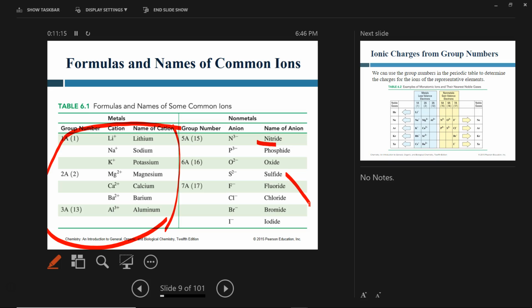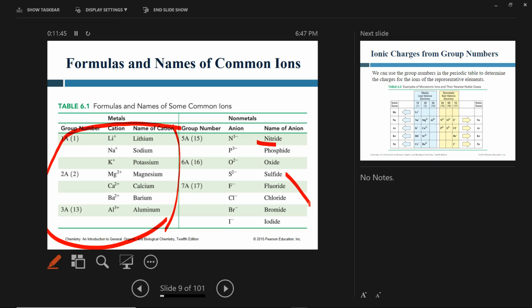So say sulfur and oxygen are elements of which group? Number 6. Non-metal, but 6. So how many electrons do they need to become quote-unquote perfect? 2 more. So when they gain 2 more, what's going to be the charge? 2 minus, right? They're going to get 8 total. The charge is going to be 2 minus.